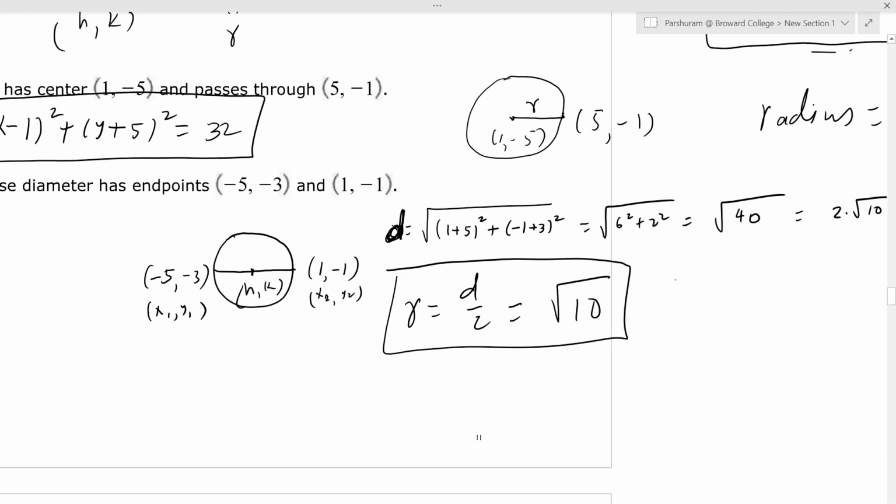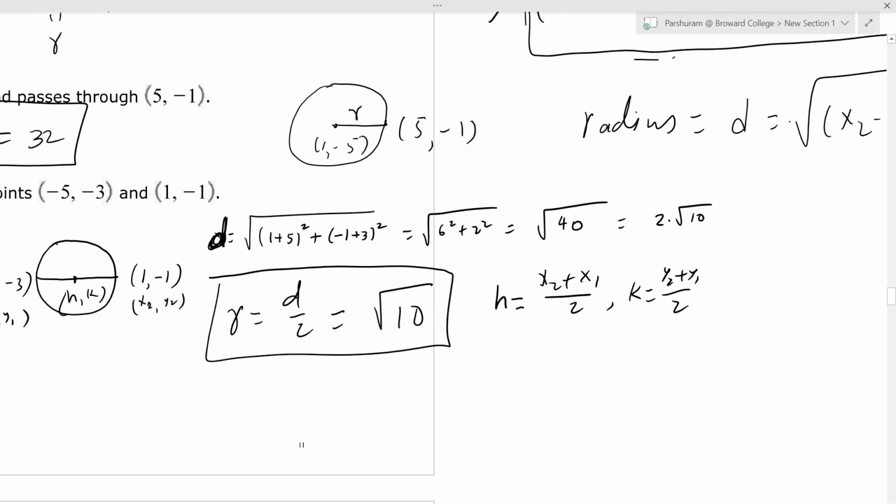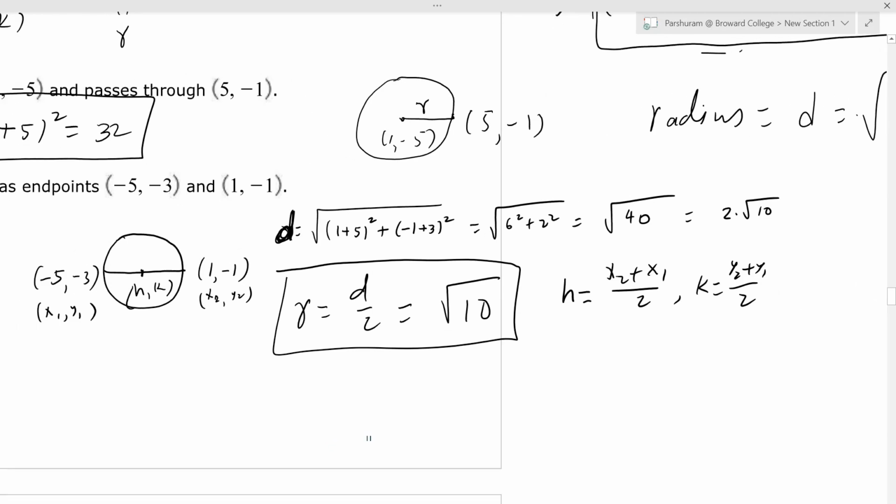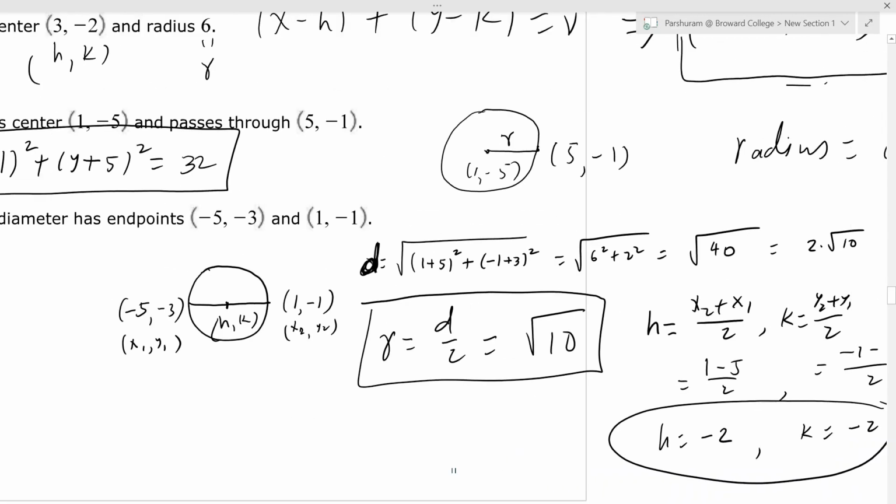Using the midpoint formula, I'm going to need this. h is the average of the x coordinates, which is (x2 plus x1) over 2, and k is the average of the y coordinates, which is (y2 plus y1) over 2. Let's plug in the values of x2 and x1, which is (1 minus 5) over 2. Let's plug in the values of y2 and y1, which is (-1 minus 3) over 2. So h is -4 divided by 2, which is -2, and k is -4 divided by 2, which is -2. So the center of the circle is at (-2, -2).